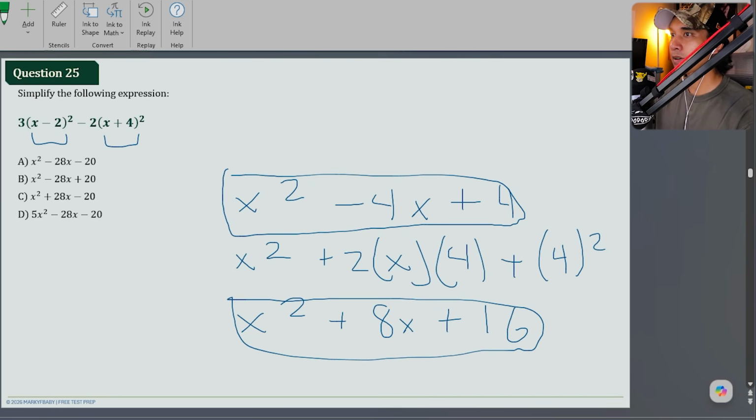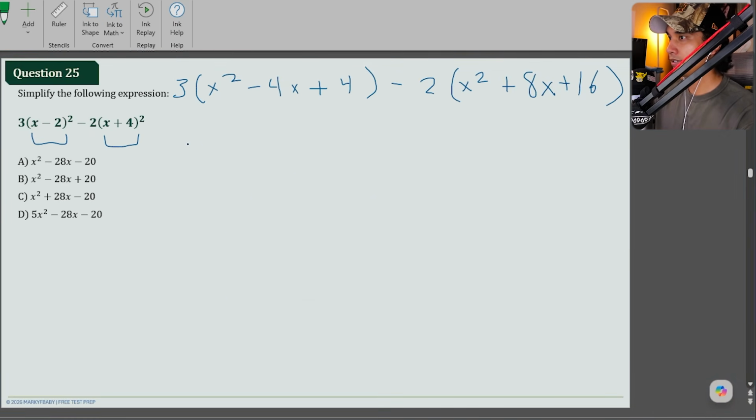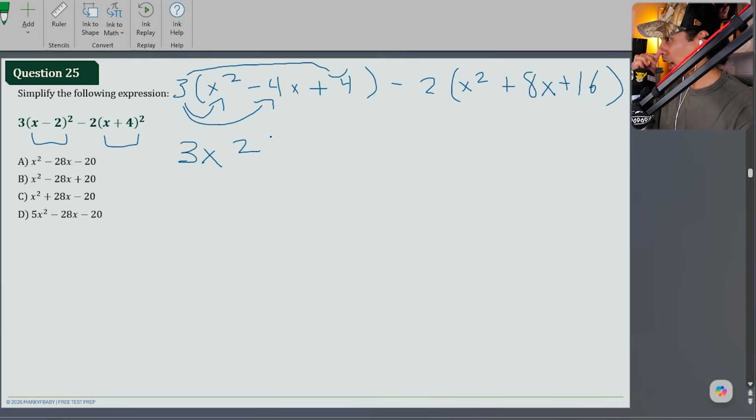So I'm going to write the whole equation right here. So 3 times x squared minus 4x plus 4, and then minus 2 times x squared plus 8x plus 16, okay? So I have here 3x squared, because all I'm doing is multiplying this coefficient to every term, okay? And then I'm going to do it on the other part of the expression.